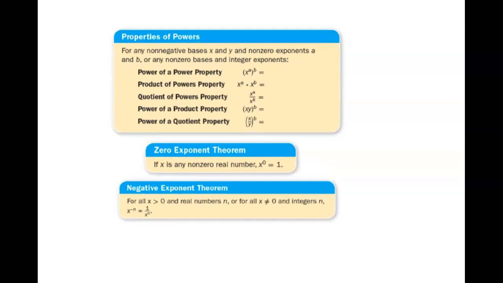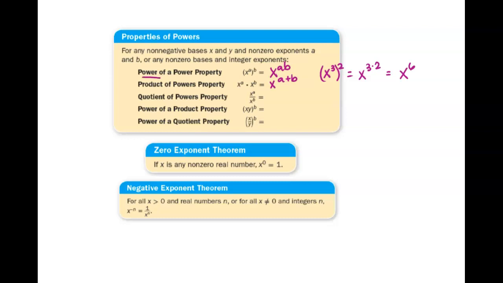So power of a power property says that (x^a)^b equals x^(a times b). So you multiply the exponents. So for example, (x^3)^2 is the same as x to the 3 times 2, which is x to the 6th. When you have the same base being multiplied, you add the exponents. So x^a times x^b is x^(a+b).